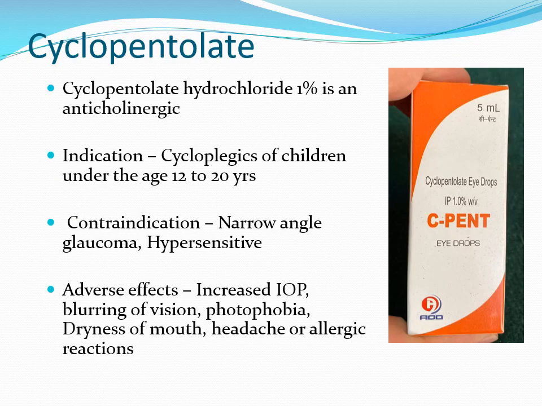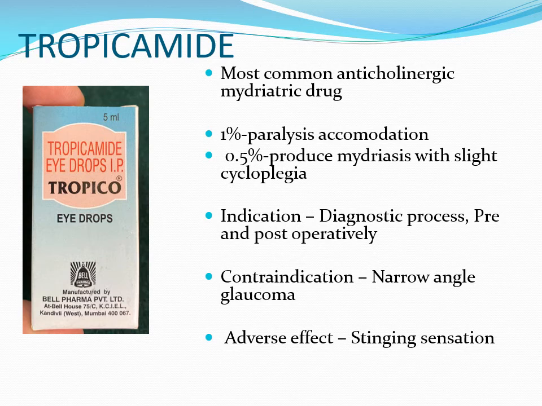Then cyclopentolate eye drops. Cyclopentolate hydrochloride 1% is an anticholinergic drug. Its indication is as a cycloplegic for children under the age of 12 to 20 years, and it is contraindicated in narrow angle glaucoma and hypersensitivity. Its adverse effects are that it tends to raise IOP, then blurring of vision, photophobia, dryness of mouth, headache, or allergic reactions.